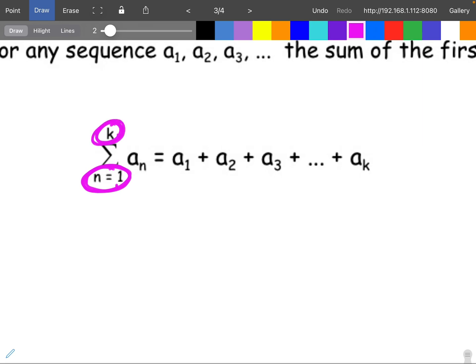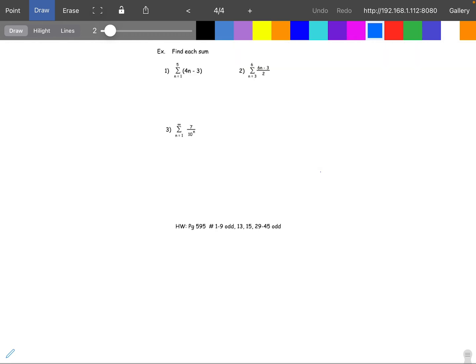So these tell you your first number to plug in for n and your last number to plug in for n. And it may not always be n either. It could be another variable. So whatever variable is here, that's where you're plugging those numbers into. But it's always the first number you plug in, and then the last number you plug in, and then add all of your answers together.